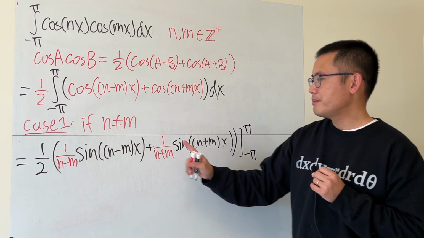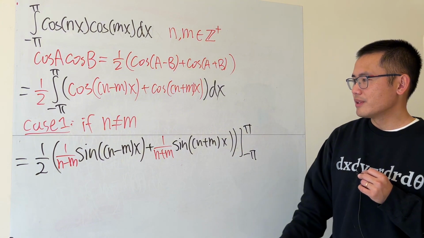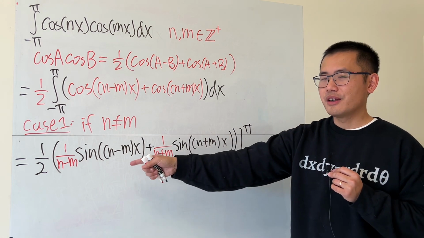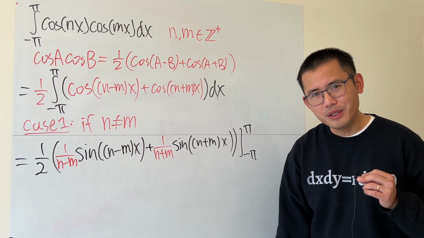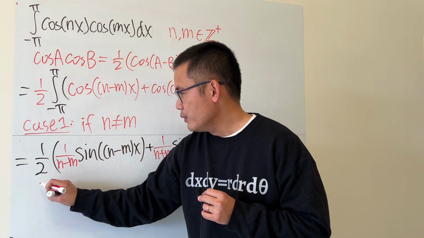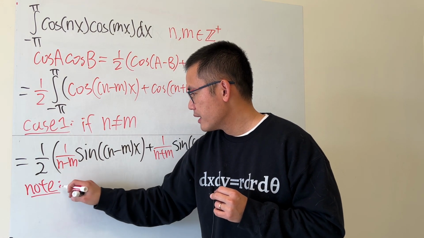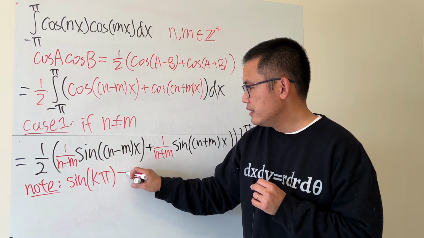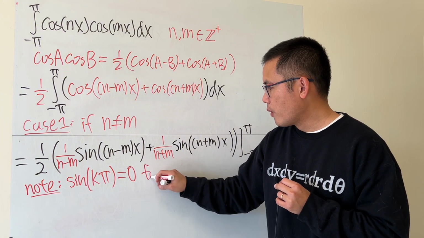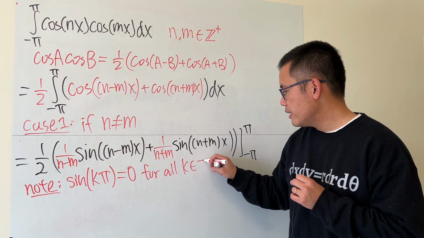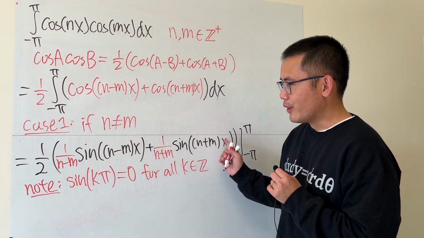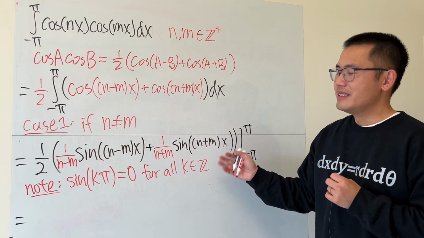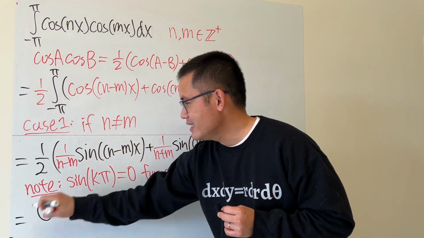Okay, plugging pi into x here and here. Have a look though. This is going to be an integer, likewise that. Sine of an integer multiple of pi is just equal to 0. Very nice, huh? So note that sine of an integer multiple k times pi like this is just equal to 0 for all integers k. So in fact, even if you put negative pi in here and here, you also get 0. So all in all, this is just equal to 0.